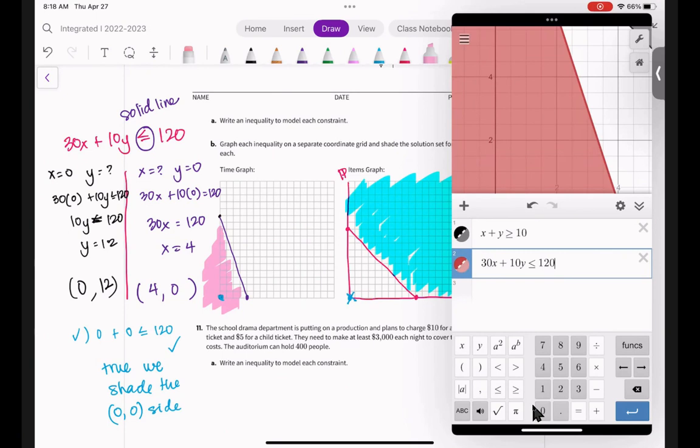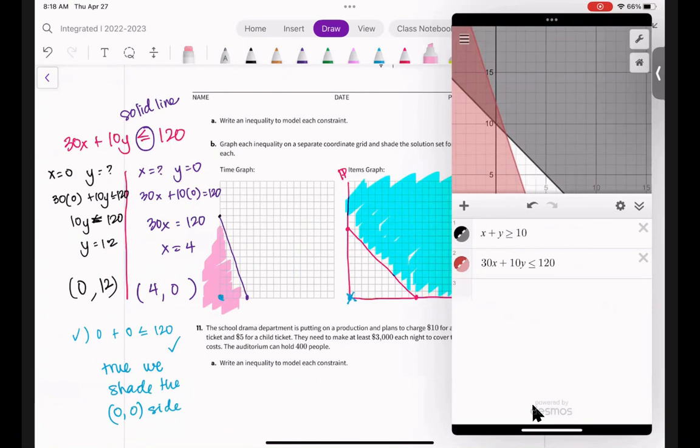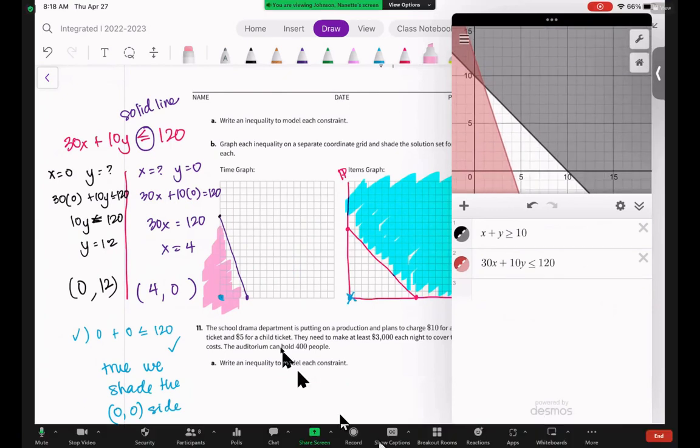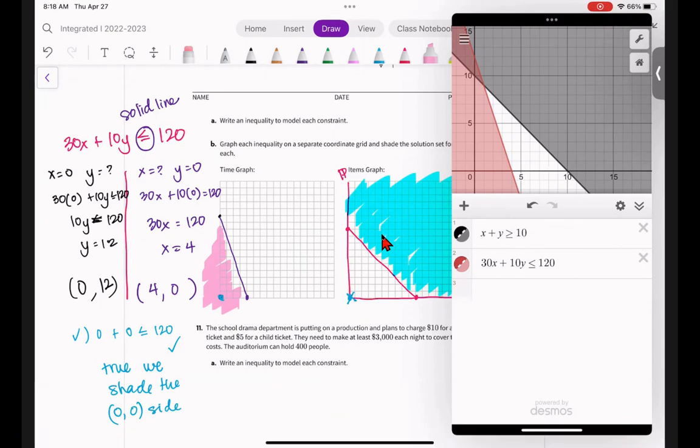Okay, and so far you can only see the red one, right? So I'm going to squish it, and now you see how they overlap. Pretend that I picked this up and I overlapped it here. Do you see what the solution set is? Where's the solution set here? Where they intersect. Where they meet.